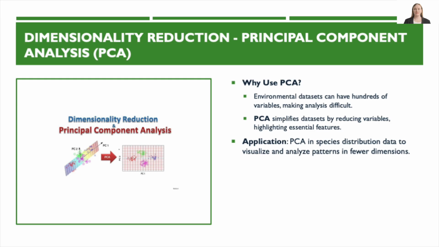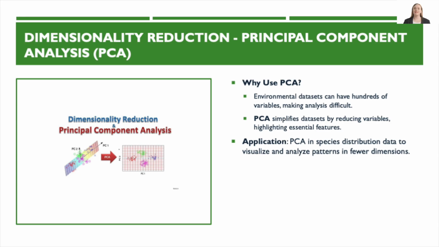Let's talk about Principal Component Analysis, or PCA. PCA is a technique used to simplify large datasets by reducing the number of variables while preserving essential patterns. PCA is extremely useful in environmental data analysis, where datasets can have hundreds of variables.